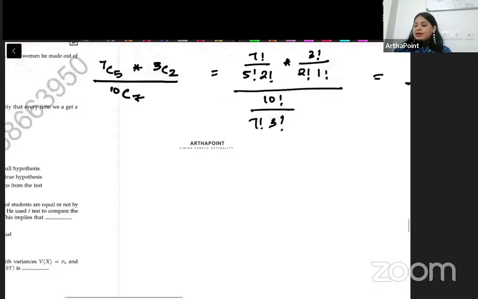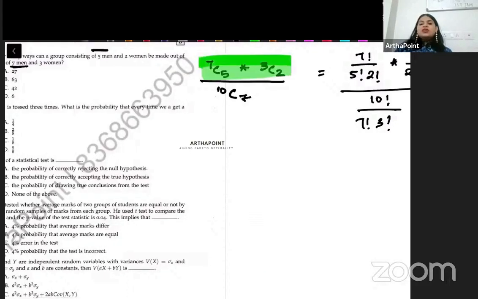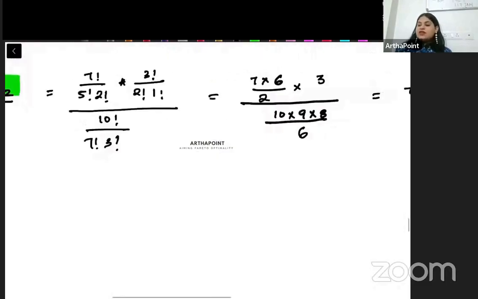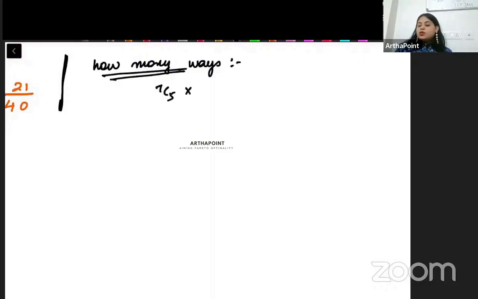This is your probability, the probability of selection. But in this question, it just says in how many ways. How many ways means numerator, sir. I can do it in these many ways, right? So this was the probability of doing it in these many ways. And sorry, the question was only asking how many ways. So how many ways can be simply written as 7C5 into 3C2 ways. So the numerator will come down to be 63. So the answer will be 63 ways.